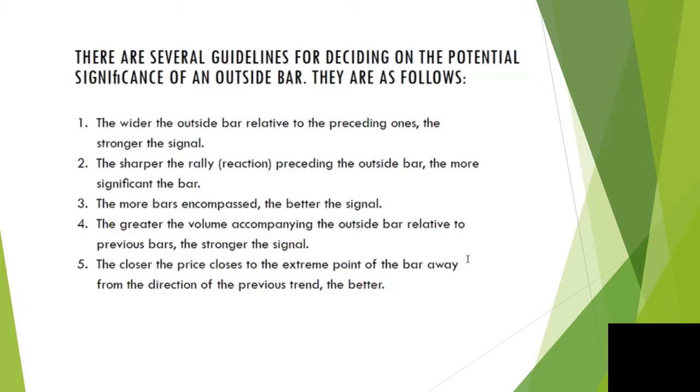Okay, the first one is the wider the outside bar relative to the preceding ones, the stronger the signal. Meaning that, if you can refer to the previous slide. Tadi kita tengok kan dia macam ni. Lepas tu yang selepas dia tu adalah lebih panjang, lebih besar dia punya, wider. Jadi ni abaikanlah yang dan tak lurus ni.